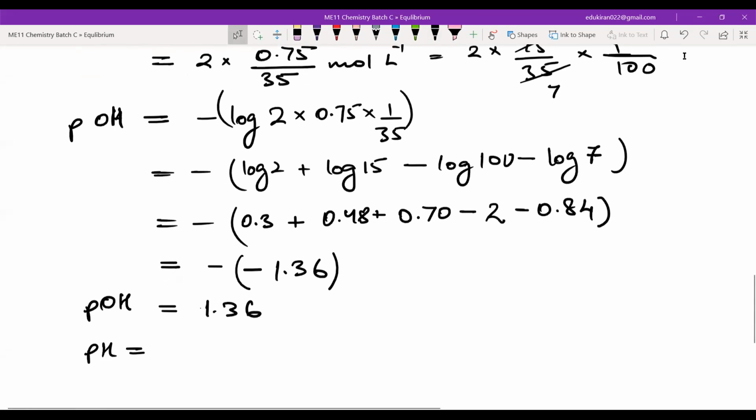And the pH will be equal to 14 minus 1.36, which will be equal to 12.64, no? Right, guys? This will be the pH. So obviously it is basic because we have OH minus.